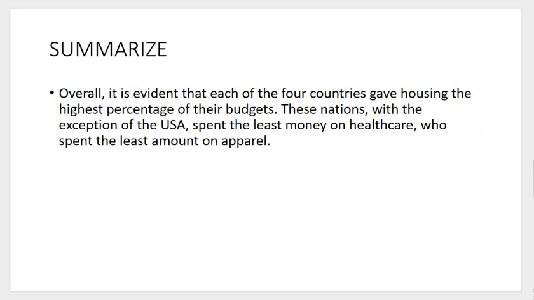Let's see summary. Overall, it is evident that each of the 4 countries gave housing the highest percentage of their budget. These nations, with the exception of the USA, spend the least money on healthcare, who spend the least amount on apparel. So in summary, we have explained which is the highest expenditure and which is the lowest expenditure as we discussed. So that's not a bad summary, that's a good summary.